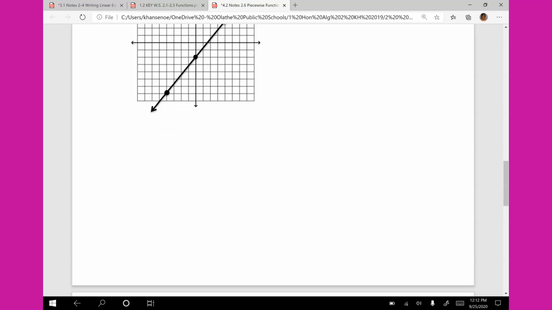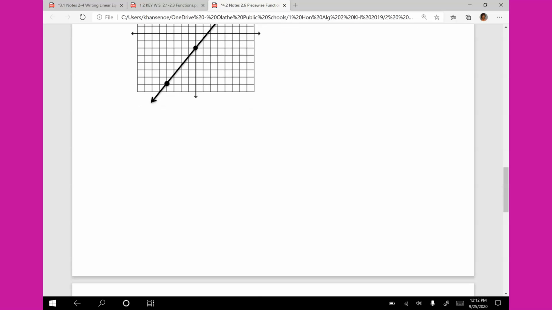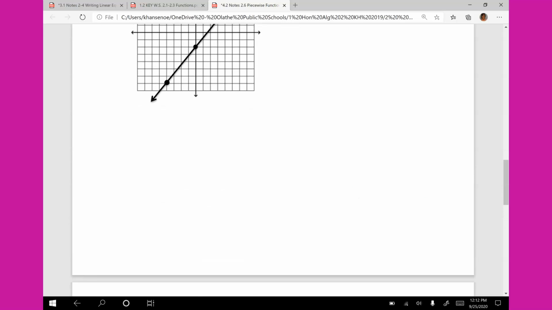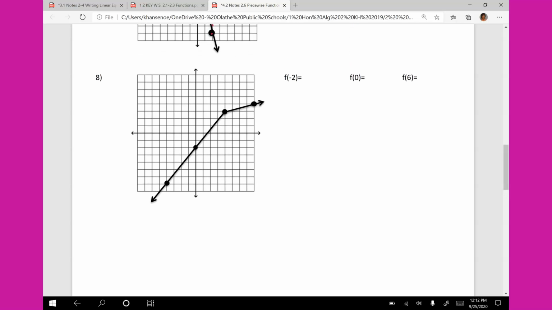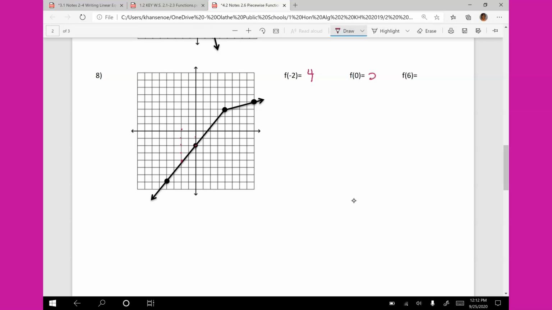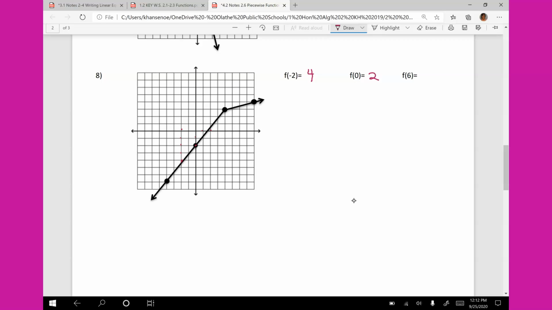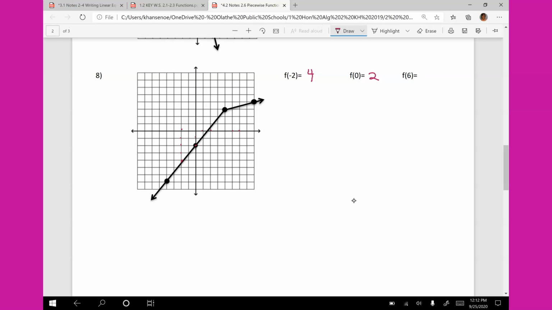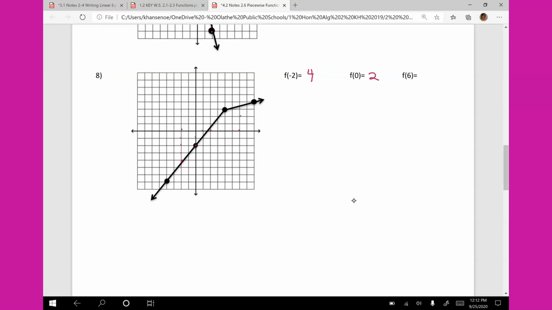Now, I think I maybe put one, let me see if I have, oh yeah, I do up there. Okay, so let's do this one. So f of negative 2. 1, 2. So if I'm at 2, I'm going to go 1, 2, 3, 4. That's where I'm at. So 4. 0. 1, 2. 6. 1, 2, 3, 4, 5, 6. Go up to my graph. 1, 2, 3 and a half.